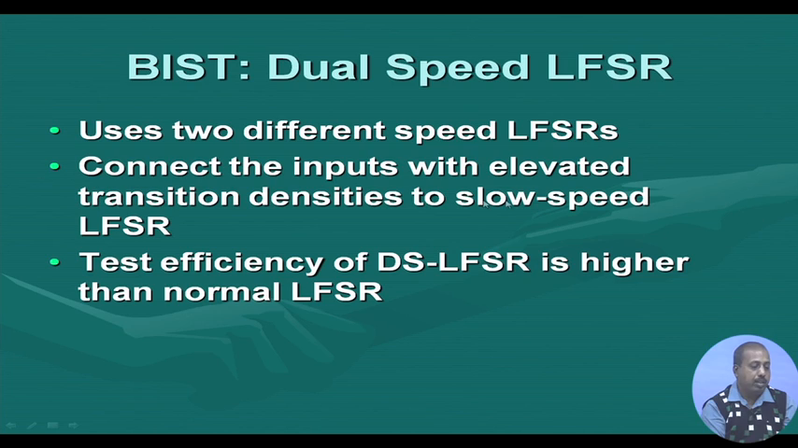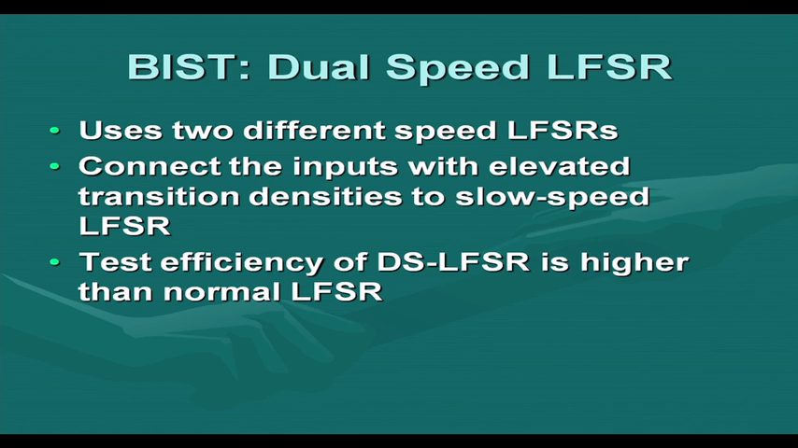So, this is the elevated transition density input. They will be connected to a slow speed LFSR, and the test efficiency of this DS LFSR has been found to be higher than a normal LFSR. That is another plus point that we have, because there are two LFSRs. They are going to be helpful.